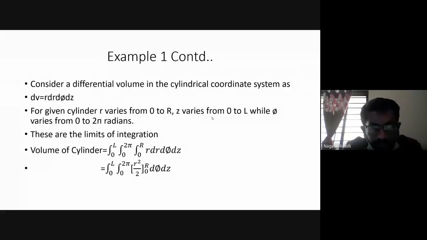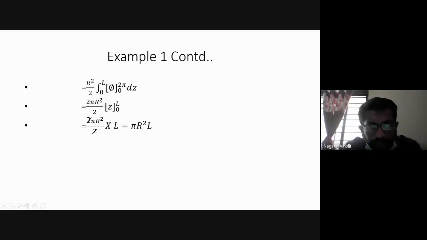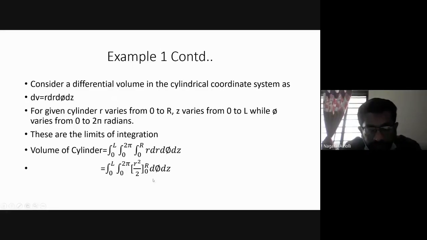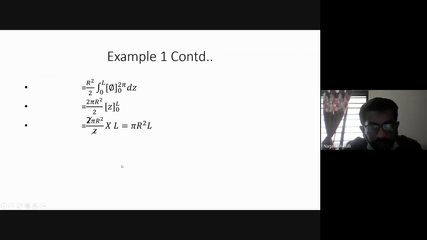Now, how are we finding that? 0 to L, 0 to 2 pi. So first is the inner term, that is small r. The integration of r is r square by 2 over the limits 0 to R. Then d phi dz. Next we take r square by 2 outside, integration 0 to L. Next we integrate d phi with respect to phi, it is phi over the limits 0 to 2 pi, then dz.